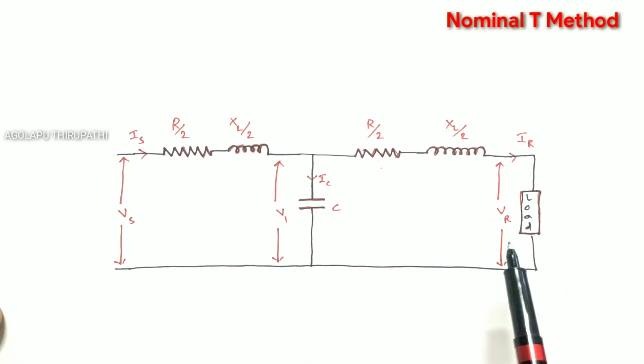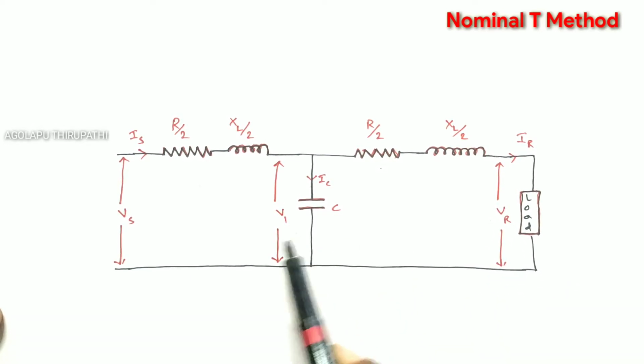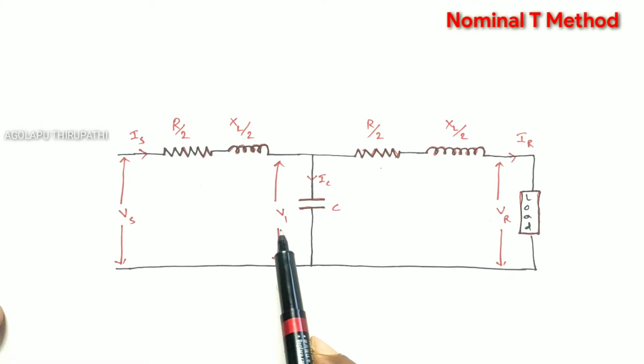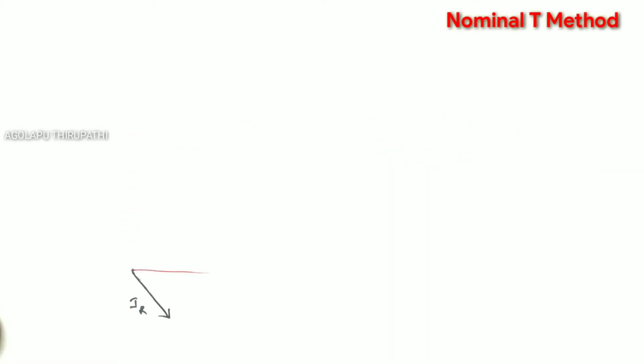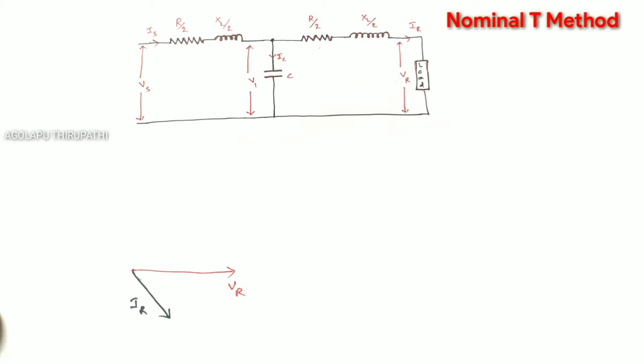First, why am I calculating the V1 vector? Because to get Vs we should know the V1 vector. So for that purpose I am calculating V1 first. Now add these two drops. First I am taking the IR into R by 2 drop. The IR into R by 2 drop is in phase with the IR vector.